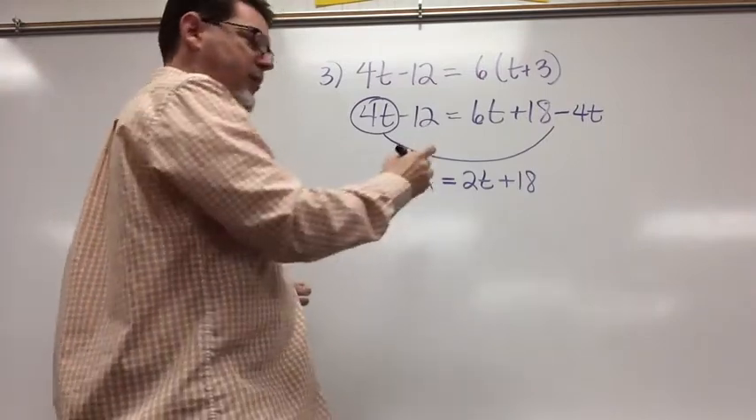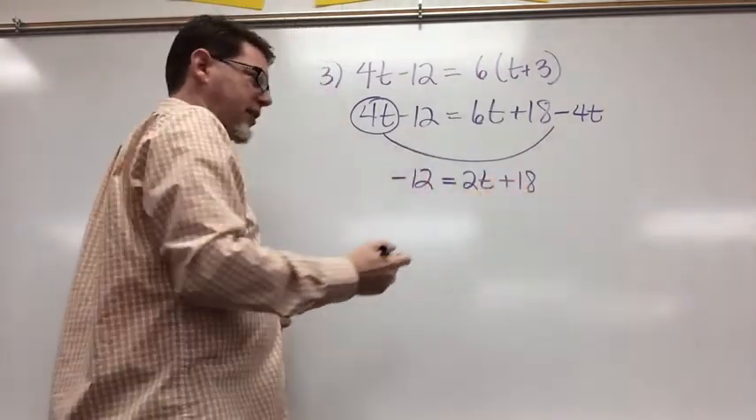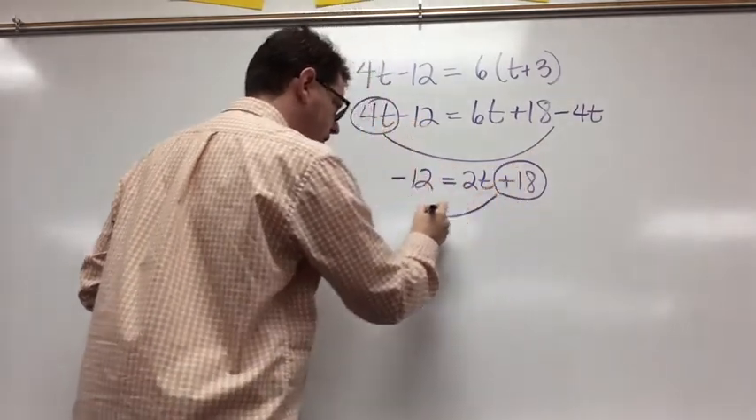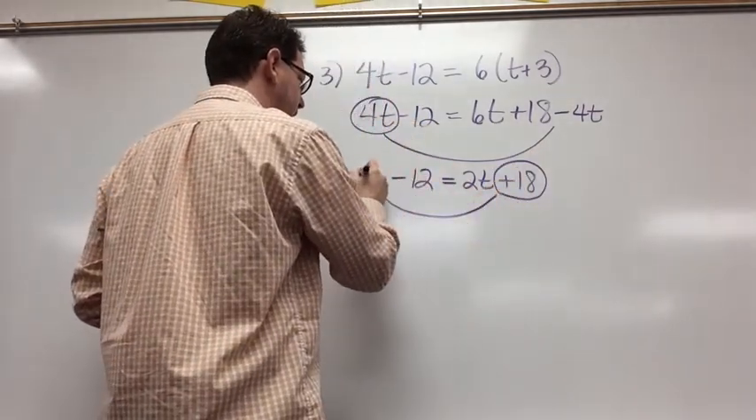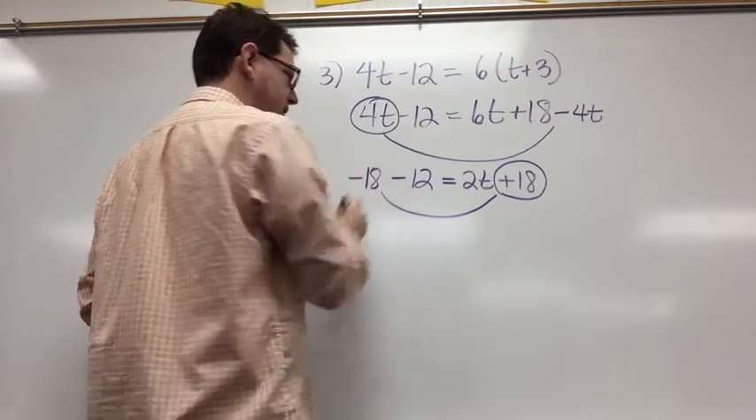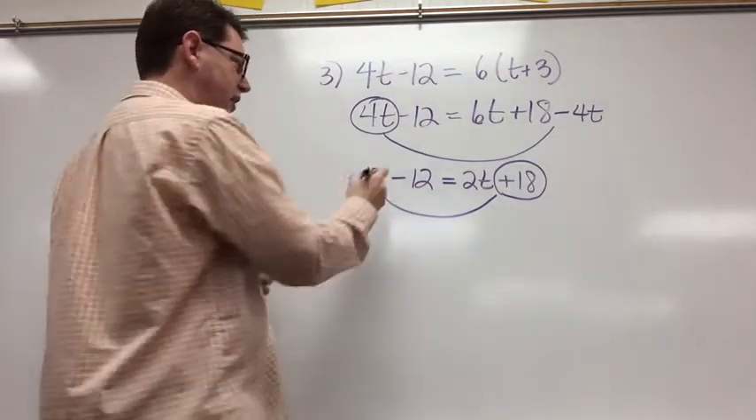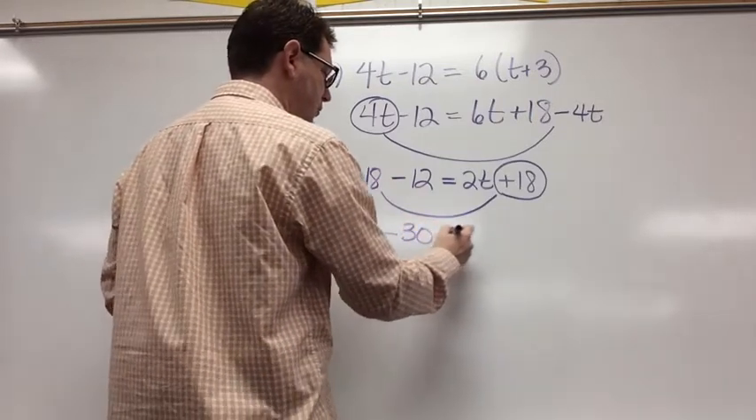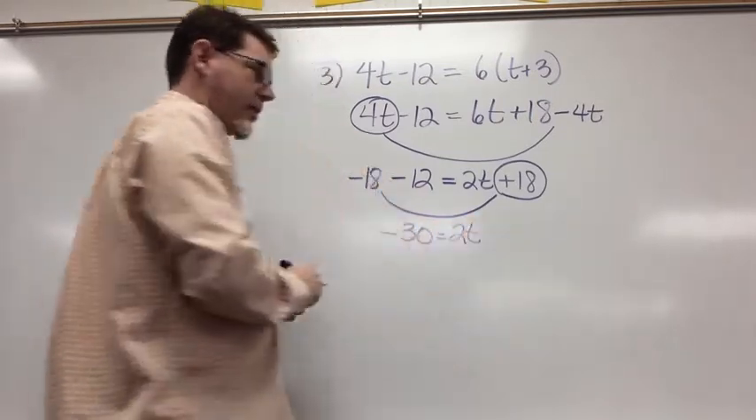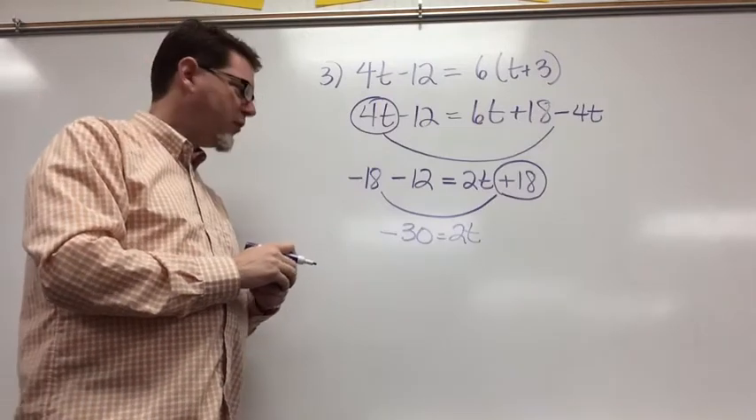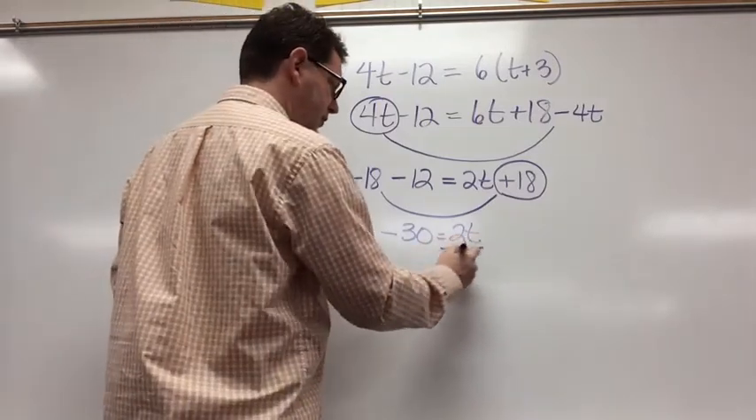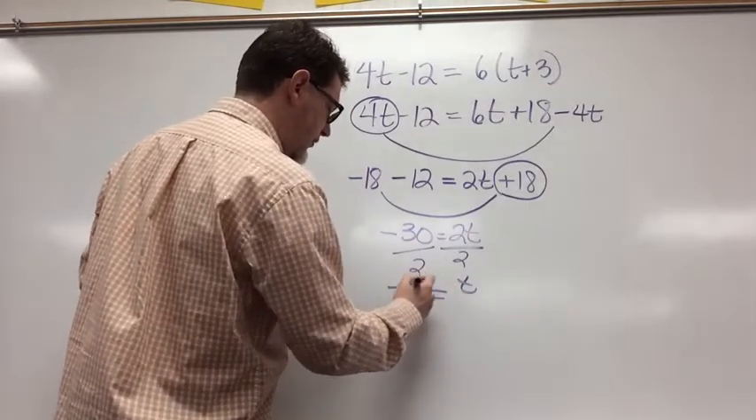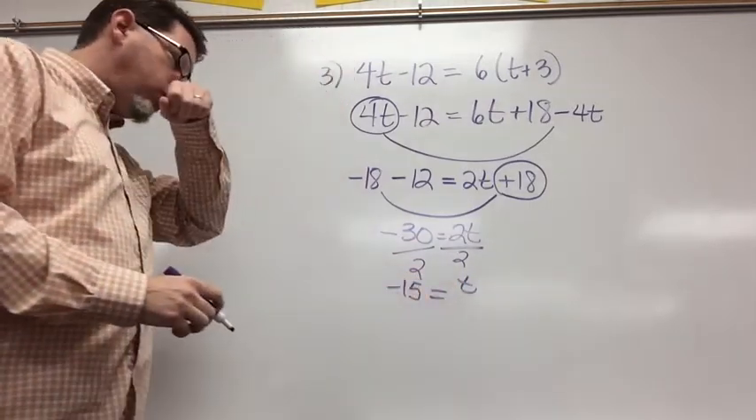So let's practice that with the 18. The 18 is positive. But when you move it across the equal sign, it becomes negative 18. And so now I have negative 18 minus 12, which is negative 30, equals 2t. And now I divide both sides by 2. And I get t equals negative 15.